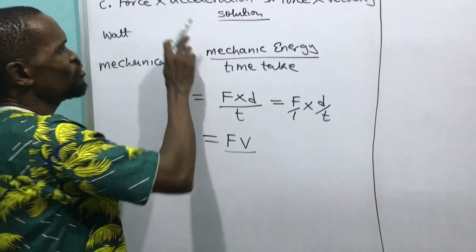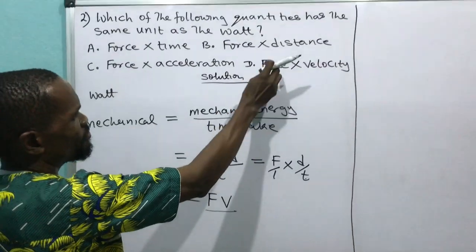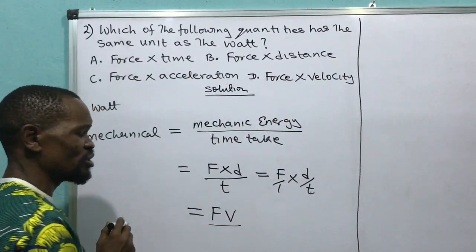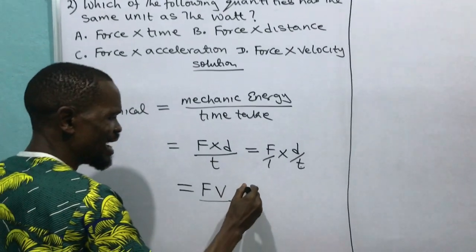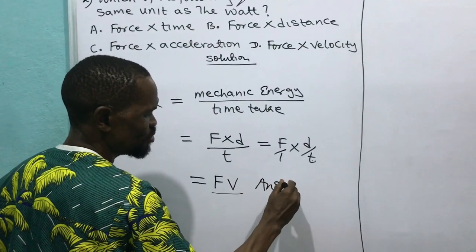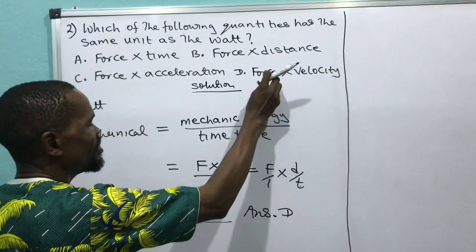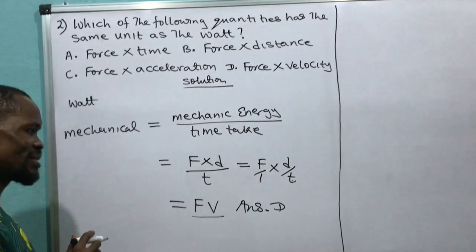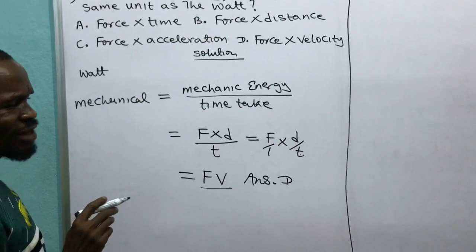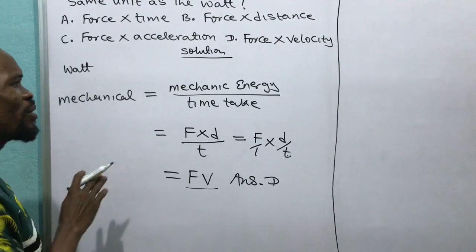And when you look at the options, we have force times velocity as option D. Then we say that our answer is option D, which has the same unit as watts.